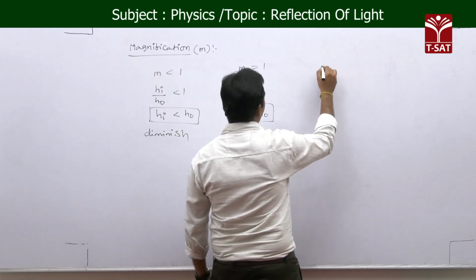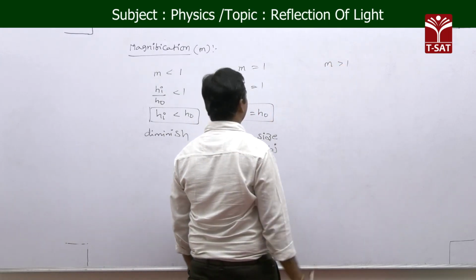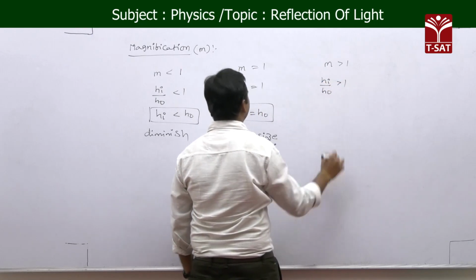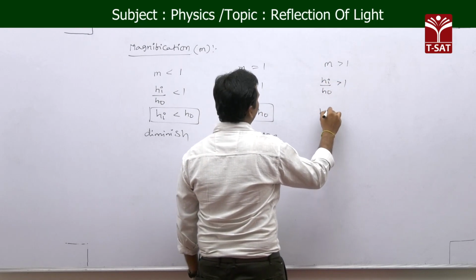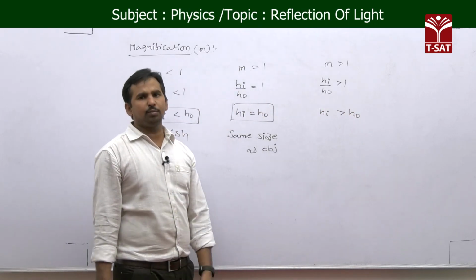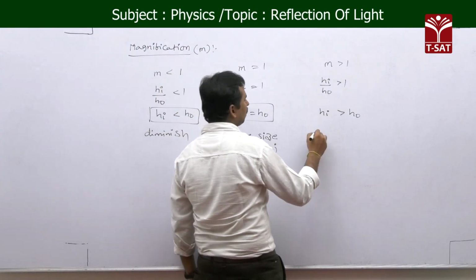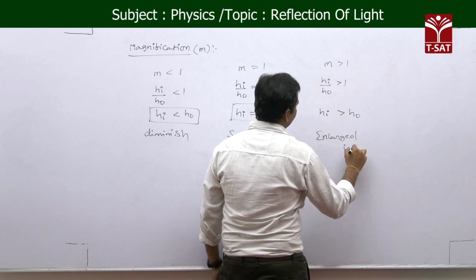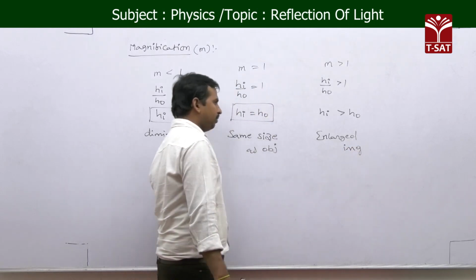And the third case: the m value is greater than 1, which means height of the image by height of object is greater than 1. Then the height of image is greater than height of object. If the height of the image is greater than height of object, we call those images enlarged images.